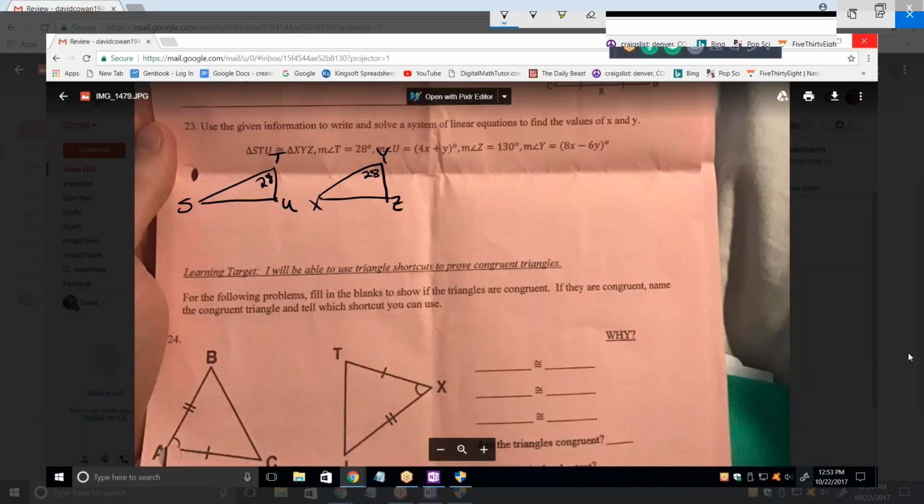Okay. Now they give the other angles U, Z, and Y in terms of these variables. So we need some equations. Well, they give us Z. That helps. We can do that. Now we know what X is. X is 22. Now we know what all these are.